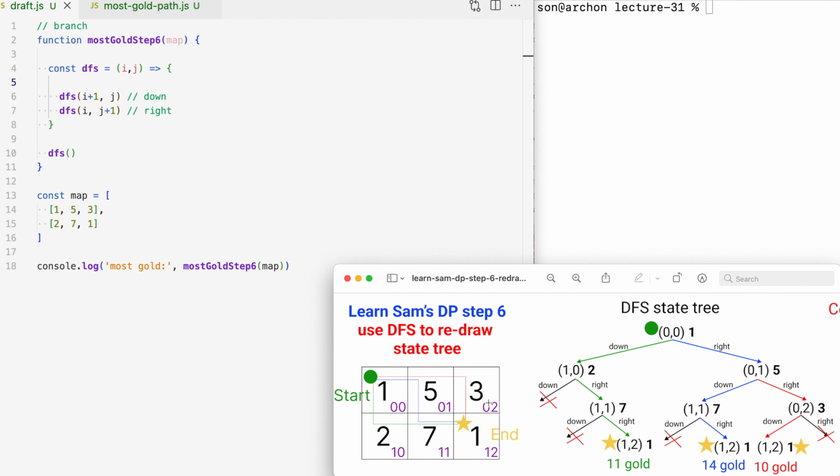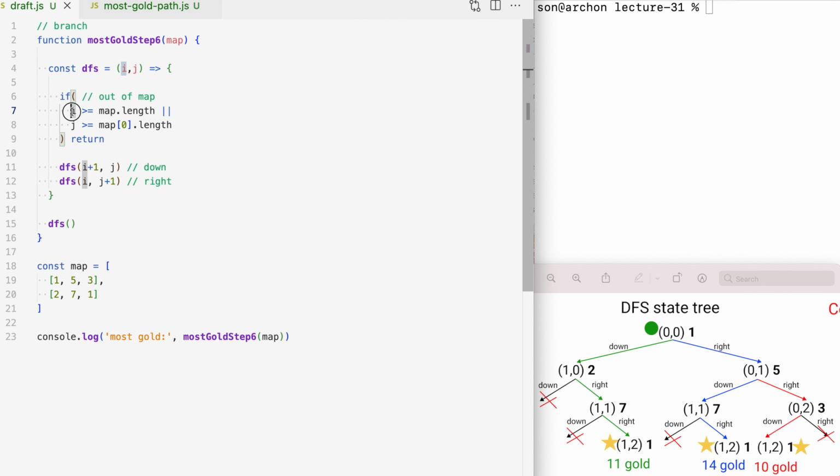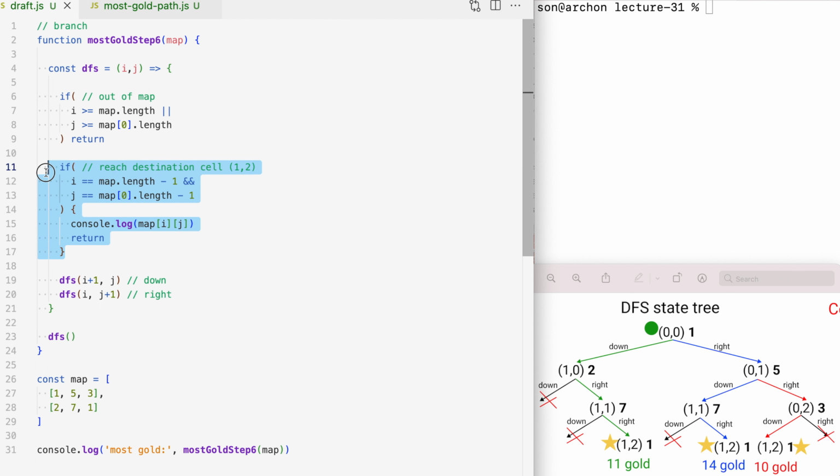Next, final states. The first final states are going out of the map. So the conditions are, either i is out of the map or j is out of the map. And we simply return to stop the recursion here. Next, there's the state where we reach the destination, and that is where i equals 1 and j equals 2. These are our final states, which are the base cases of our recursive depth-first search function.